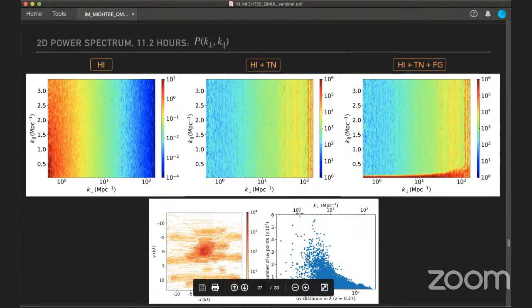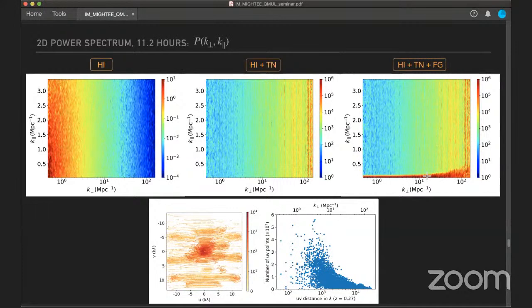As I said earlier, we have more baselines at small K perp values. That's why the sensitivity is higher at low K perp values, and it increases as you go to high K perp modes. And when we add the foregrounds, we see that the foregrounds are well isolated to a few K parallel modes. So we see this foreground wedge here. The reason we see a wedge is because K parallel is proportional to the actual delay between the two antennas in a given baseline.